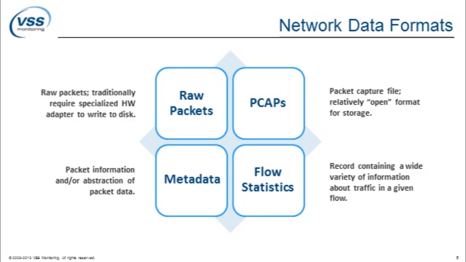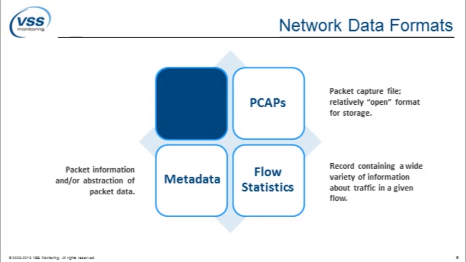So what we see happening is that the raw packet format is going to get phased away as we go forward into the future, and PCAPs, metadata, and flow statistics, which are ways of representing the network data in a file which can be stored, are the ones which will be the data types of the future, because these can be stored and then analyzed by big data technologies such as Hadoop. We're going to be talking about the different ways in which these can be used.